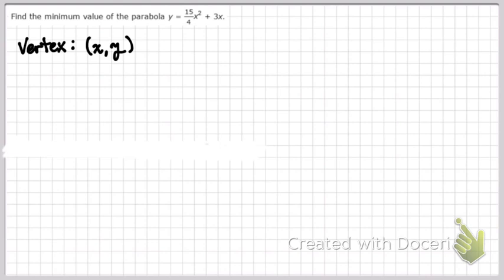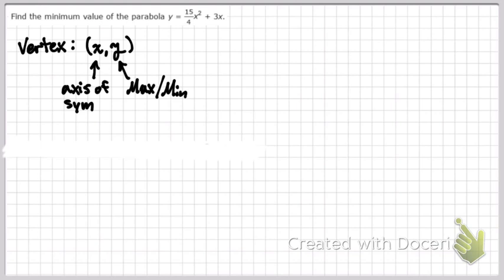The vertex is (x, y), and that's the middle of the parabola. The cool part about the vertex is it gives us a lot of information. The x value is the axis of symmetry for our vertex, and the y value is the maximum or the minimum. So that's what we're looking for, stews. We're looking for the y value because that's going to be our minimum value for this parabola. We need the y value of the vertex.